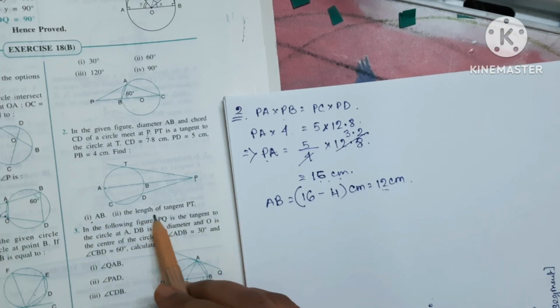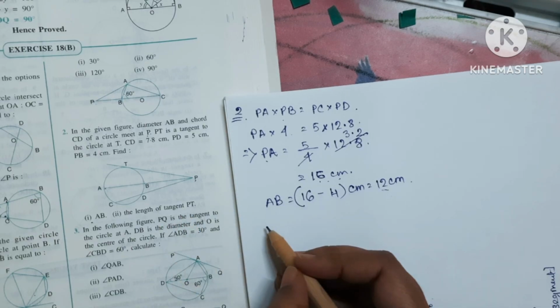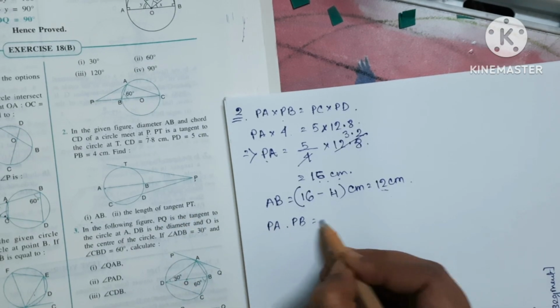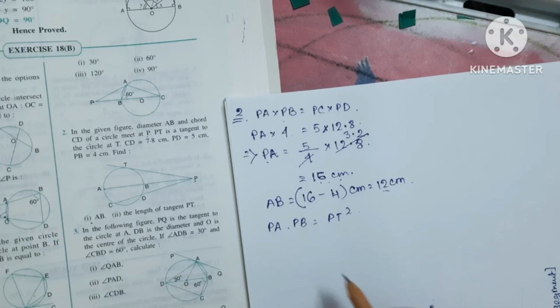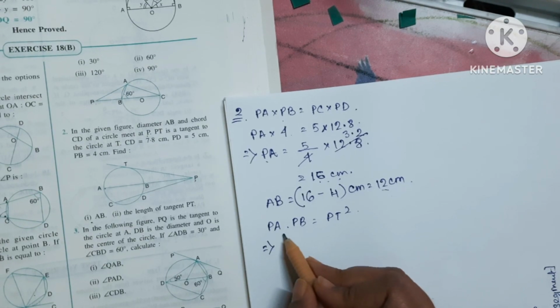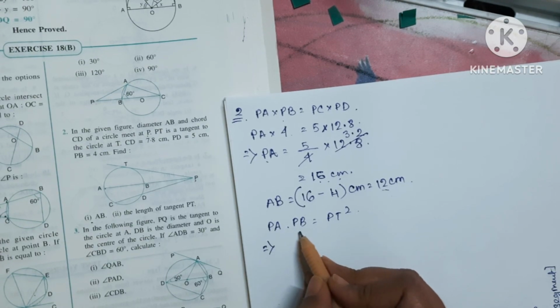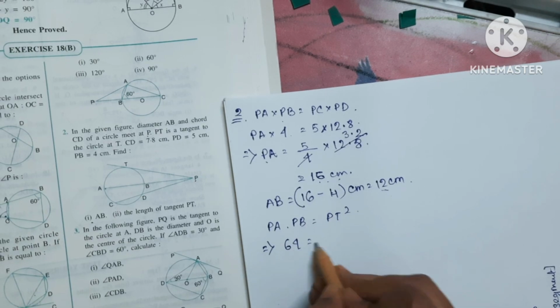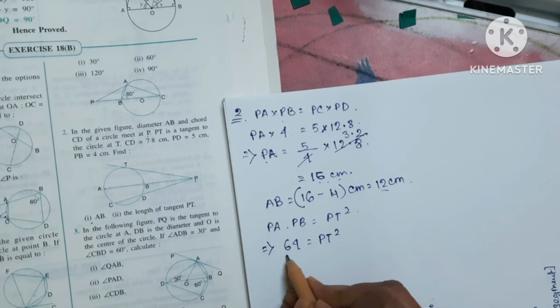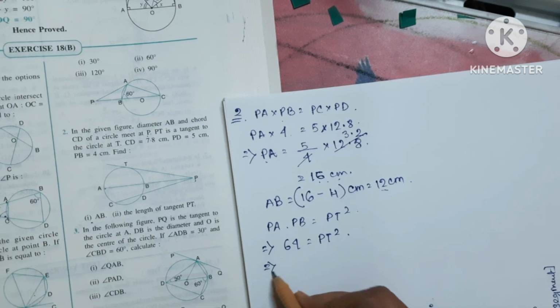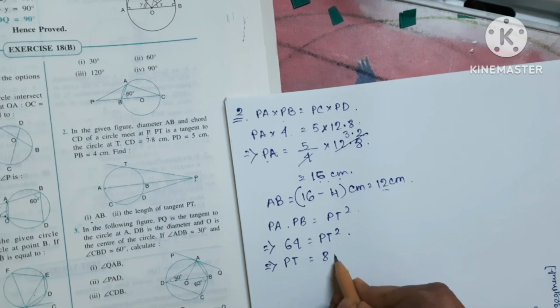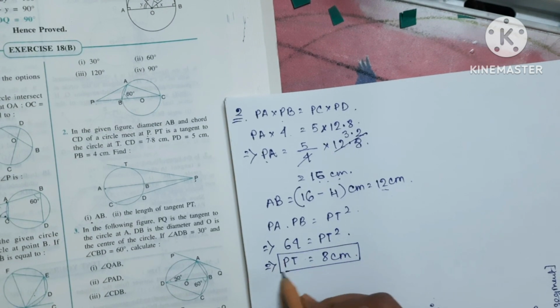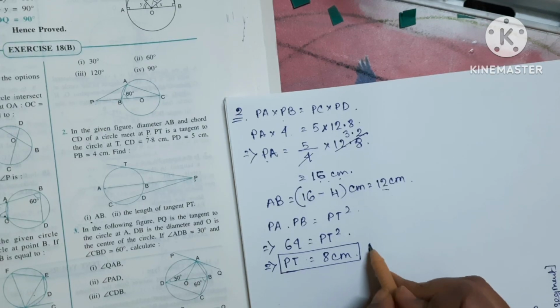Now you have to find out the length of PT. Obviously, PA into PB will be PT square by theorem 14. If you multiply, you will get 4 into 16, that means 64, that is PT square. 64 means 8 square, so PT is equal to 8 centimeters. This is the length of the tangent, the answer of question 2.